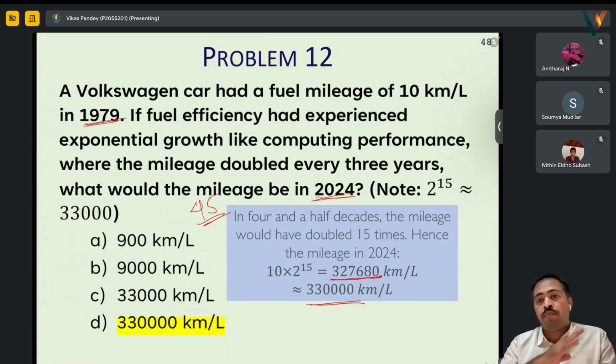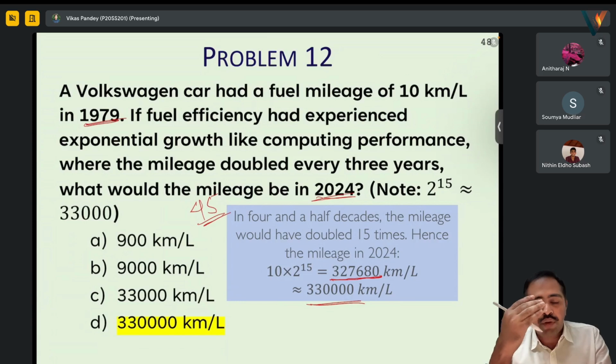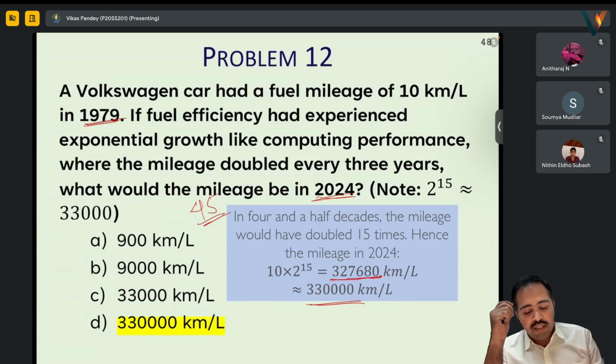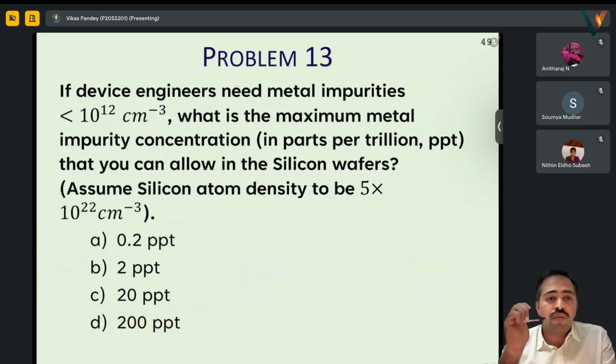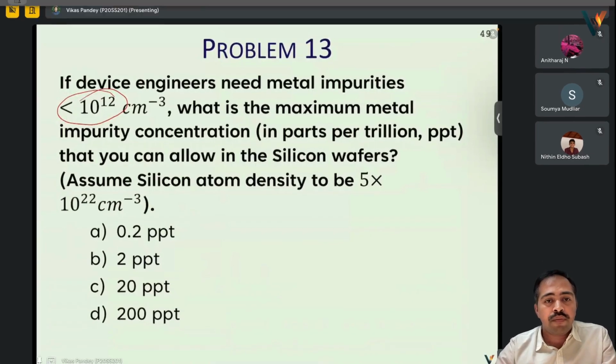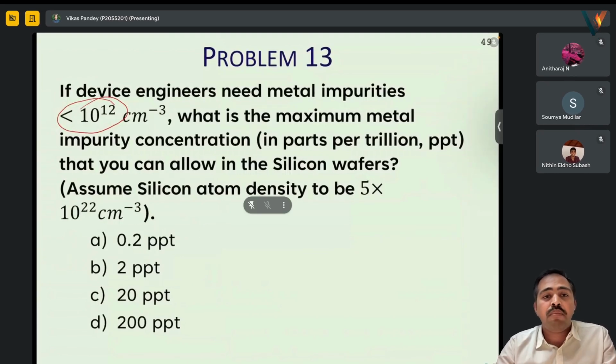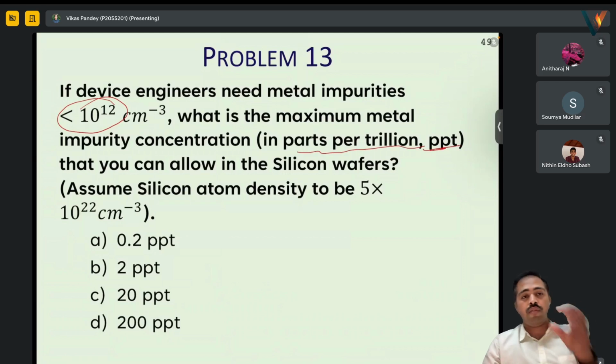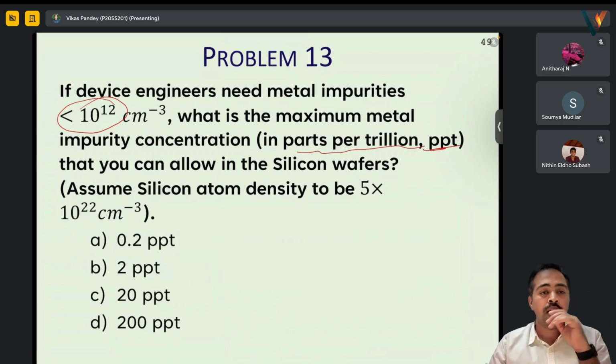Now let's come to something where we were talking about impurity in the silicon. Suppose a device engineer needs metal impurity of less than 10 to the power 12 per centimeter cube. What is the maximum metal impurity concentration in parts per trillion? So we want it to be very pure, less than 10 to the power 12 per centimeter cube.